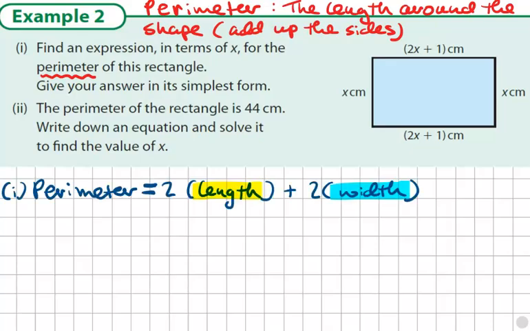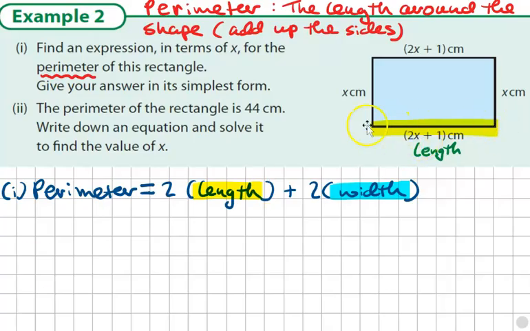So one way that we can work this out is saying that the perimeter is equal to 2 times the length plus 2 times the width, because obviously there are 2 lengths. If we say that 2x plus 1 is a length, then the opposite side is the same if it's a rectangle, because that's one of the properties of a rectangle, that opposite sides are the same. And if we say that this is the width, then this must also be the width, and this will be the exact same as the opposite side. So the perimeter is 2 times the length plus 2 times the width.